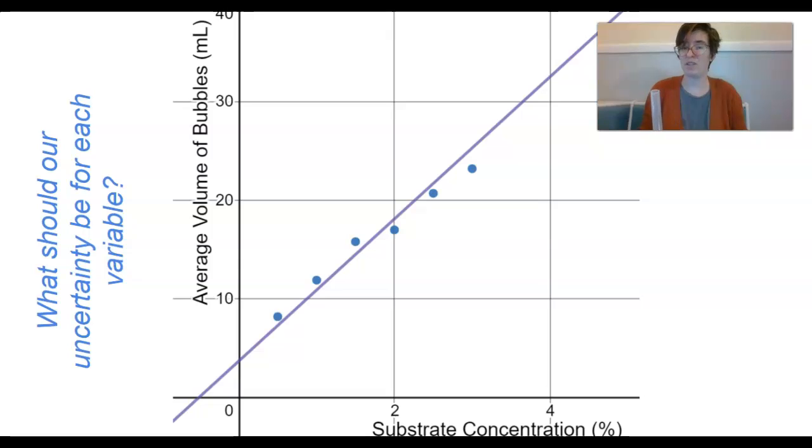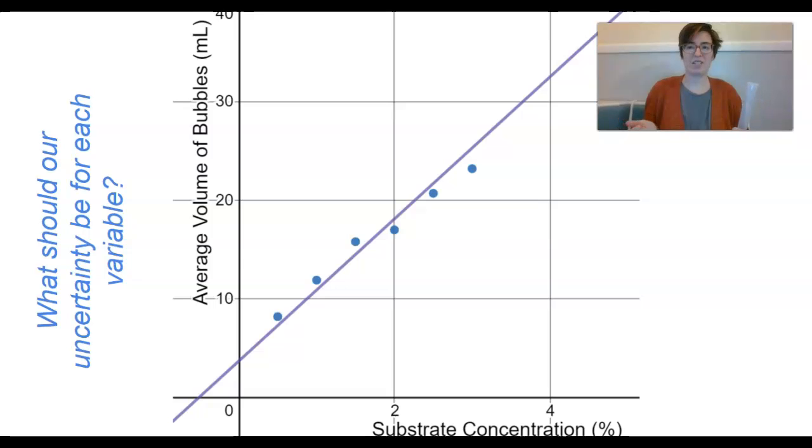If you have reason to believe that your uncertainty should be higher than that, you can always make it higher. Uncertainty is really about using your best judgment and having a reason for what you're doing. There's not always hard and fast rules. So for substrate concentration, the way that we did that was by taking 3% hydrogen peroxide and diluting it. So it had to do with measuring things using the graduated cylinder. It also has to do with the fact that if you had older hydrogen peroxide, it could have already broken down a bit.